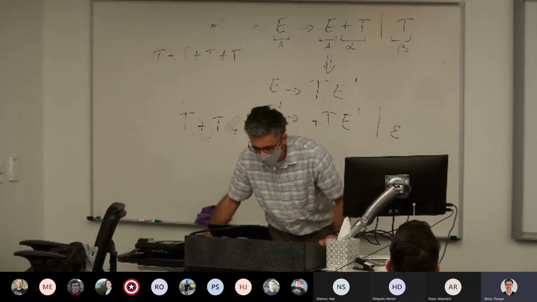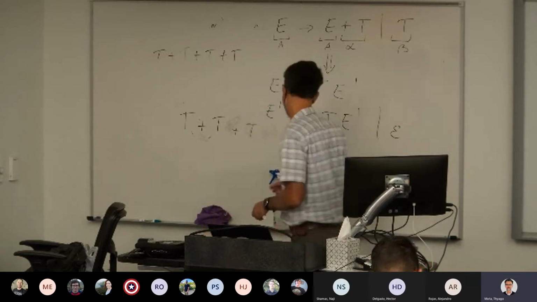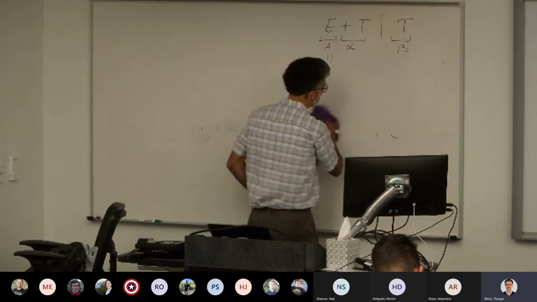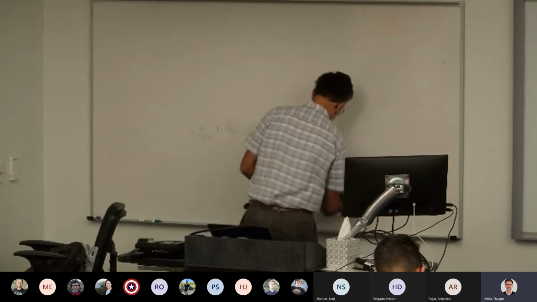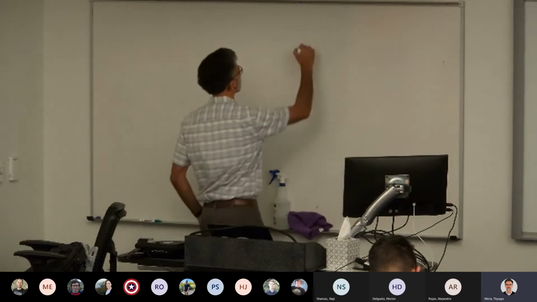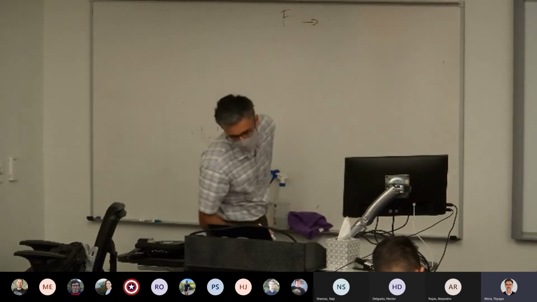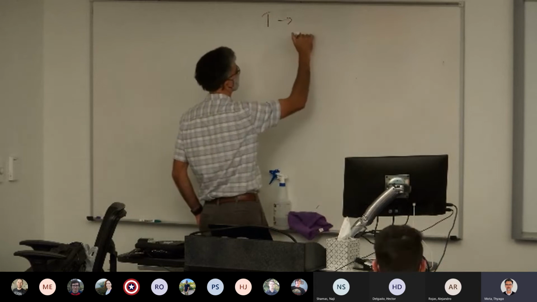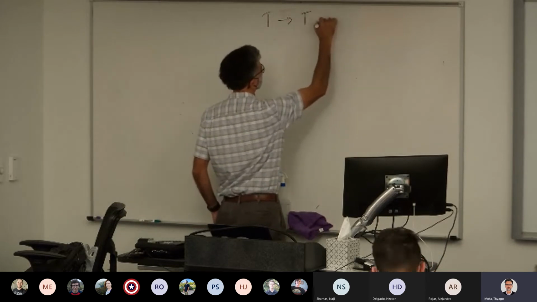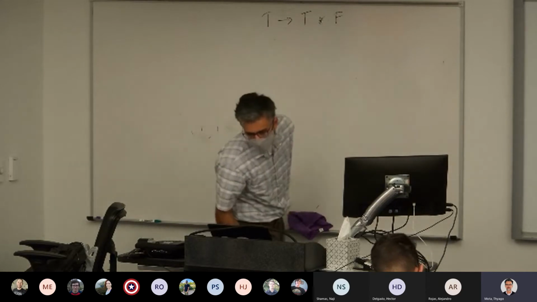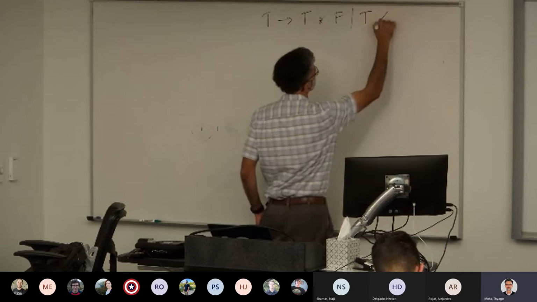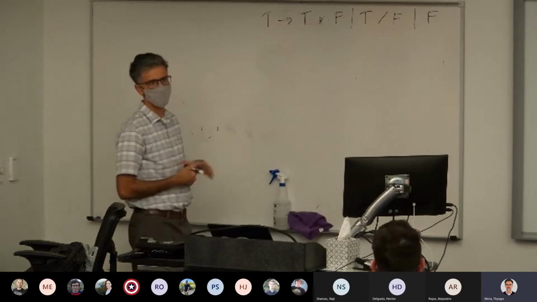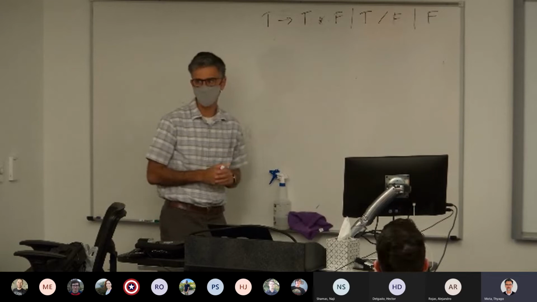Okay, so let me give you one here. Another one for you guys to try. Just a simple exercise, very similar. Apply the algorithm to remove this here. So factor, right? So factor goes to, no, actually term. Term goes to term times factor, or term divided by factor, or factor. Okay? So remove the left recursion of these production strands.